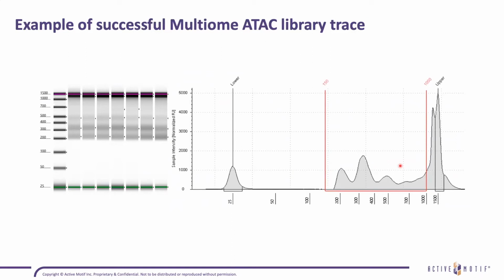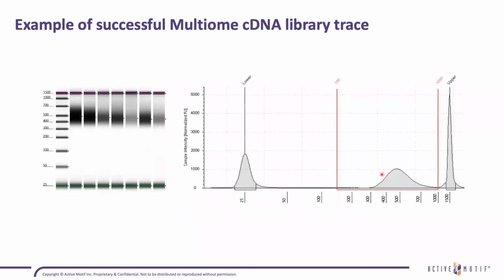We expect there to be three major peaks at around 200, 350, and 500 base pairs. This is the classic nucleosomal patterning that the Tn5 transposase enzyme creates. For the cDNA library, we see one major peak at around 500 base pairs.